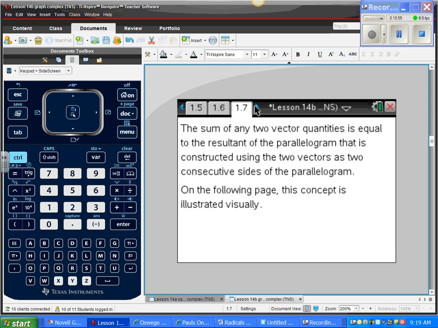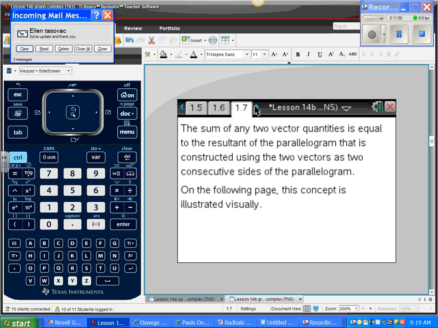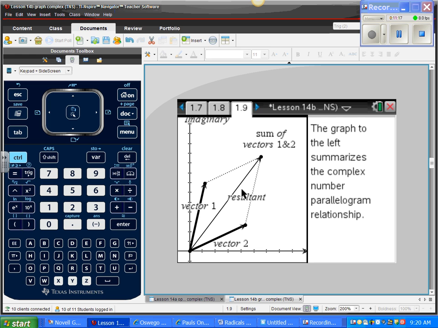You can't move the resultant. Okay, hold on. The sum of any two vector quantities is equal to the resultant of the parallelogram that is constructed using the two vectors as two consecutive sides of the parallelogram. On the following page, you will see this visually. Here it is, on the next page. So, vector 1, vector 2, their resultant is right through the center. Got it? Now that's for the sum of two vectors.